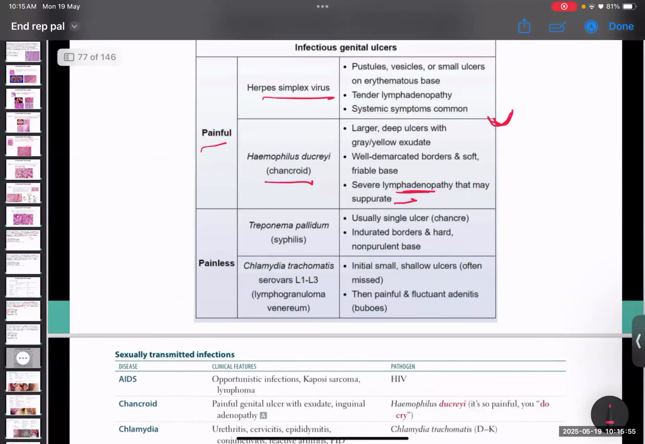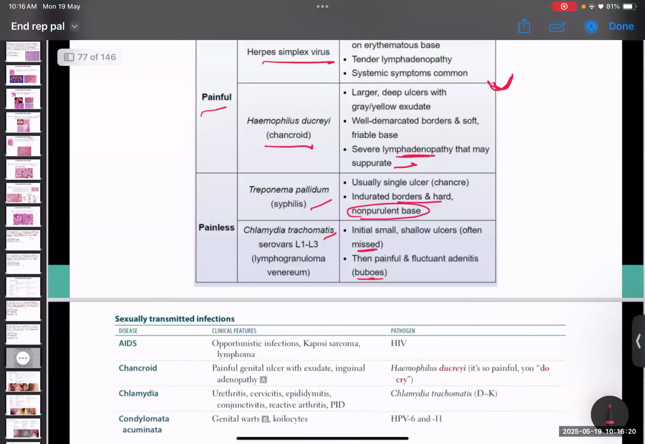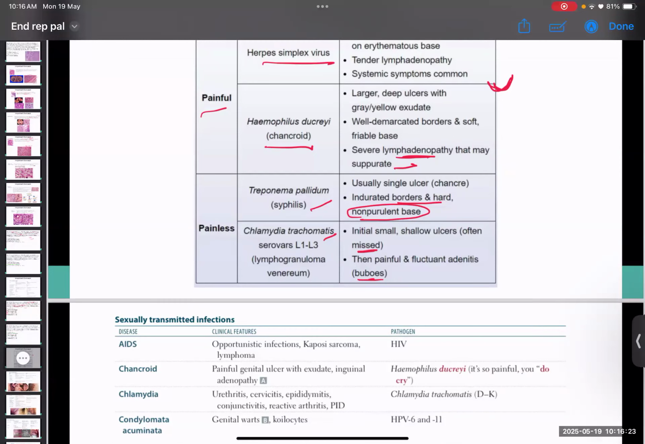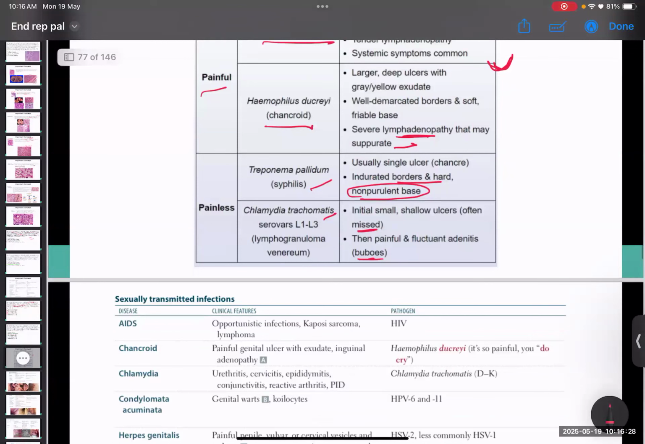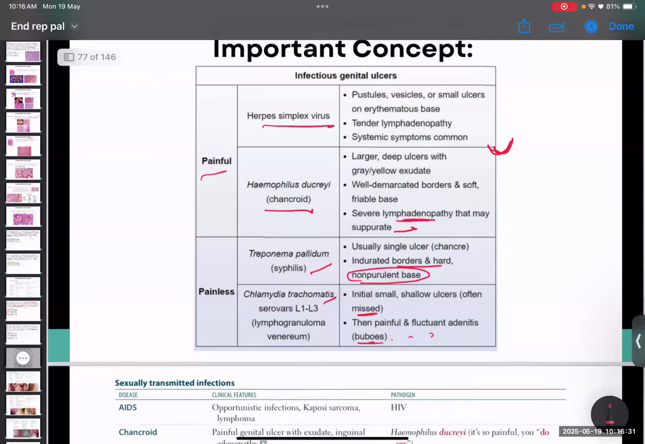Painless lesions are usually the ones seen with syphilis and chlamydia. So syphilis usually will start off as a single ulcer, and it's going to be a non-purulent base, just with indurated borders that are hard. Chlamydia is usually going to start off with shallow ulcers that are very small, and that's why they can be missed, and then painful buboes, which are basically painful lymphadenitis. So it's usually the lymphadenitis that is painful in chlamydia, and it's not the ulcers themselves. And this is also a later presentation. It's not an initial presentation. Initial painful presentation will narrow us down to these two.